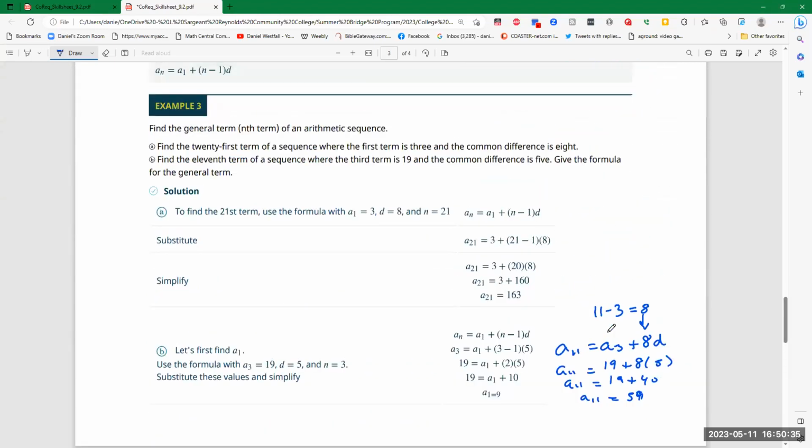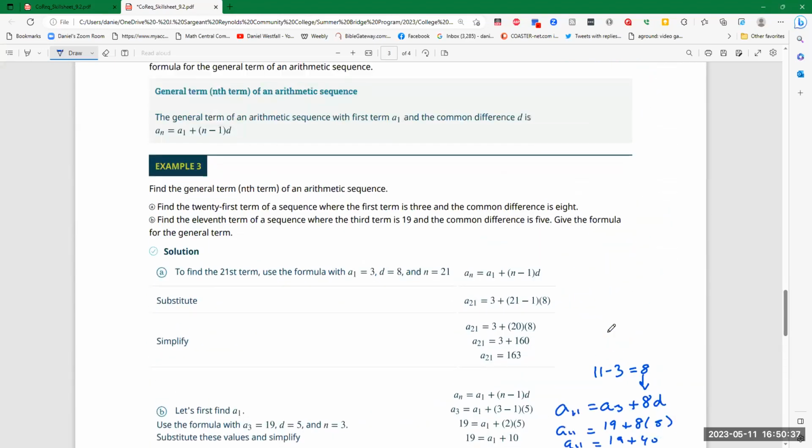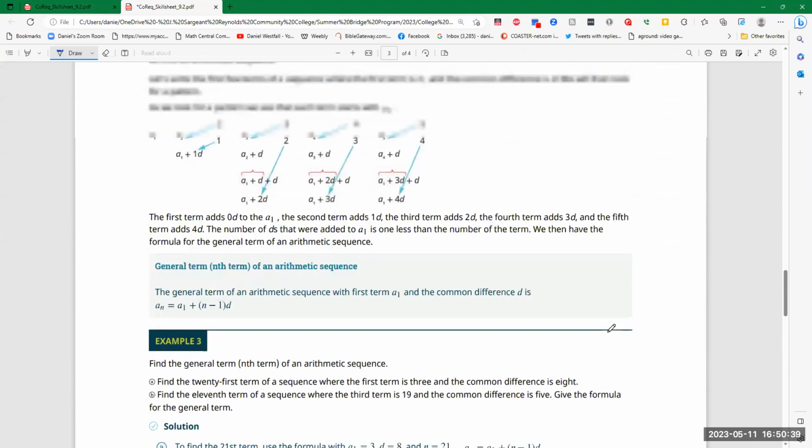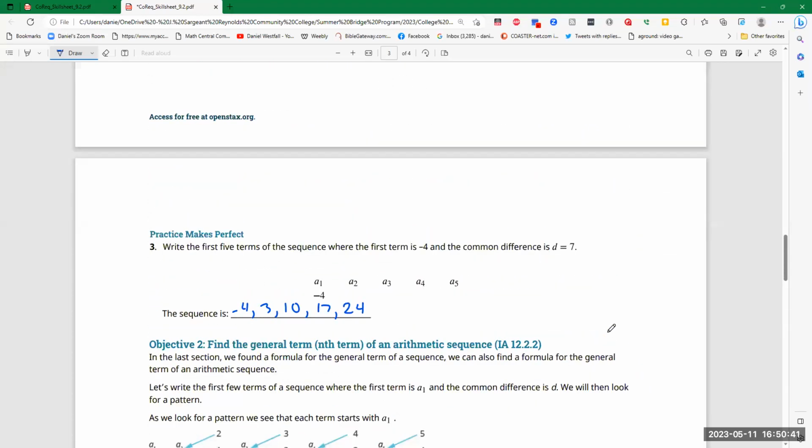All right, we will come back and talk about geometric sequences next time.